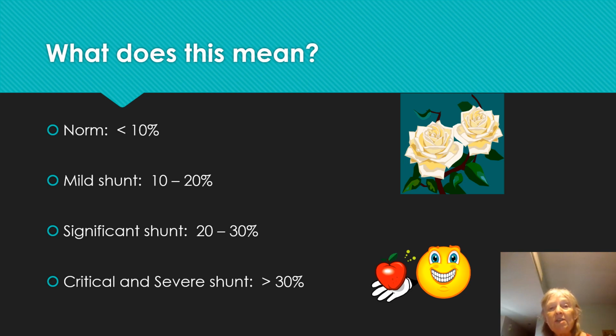So what does all of this mean for the most part? In a normal human being, we already know you've got about a 5% shunt that you live with, okay? However, with this, now what we're looking at is the norm being right around the physiological shunt, less than 10%. So as long as it's less than 10%, we're not too concerned. A mild shunt is anywhere from 10 to 20%. Significant, 20 to 30%. And anything that's greater than 30% is critical and severe. Okay? 100% oxygen, and that's going to tell you what's going on there.